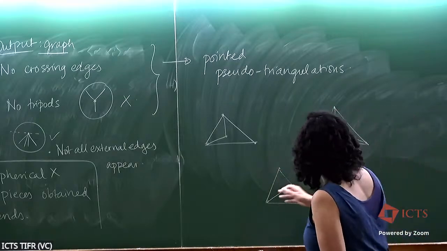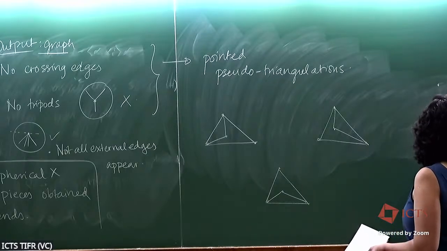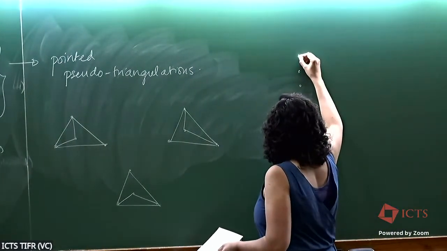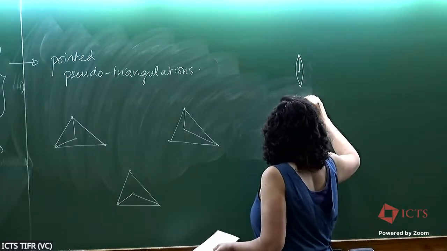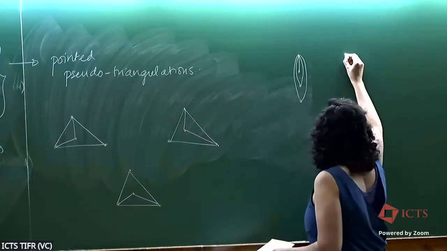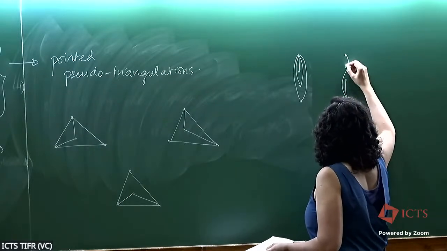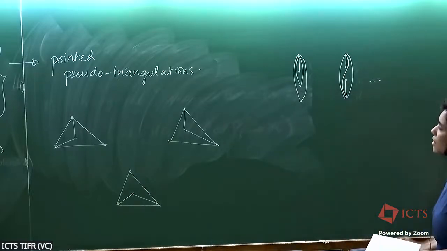You can also do the same kind of thing for degenerate configurations. If you have a degenerate configuration like this, this is an example, and this is an example, and so on. Things like this.